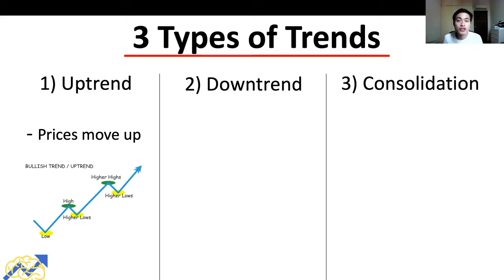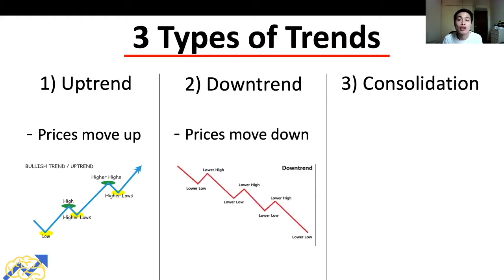That's for an uptrend. So the second trend that we'll take a look at is the downtrend. In a downtrend, prices move down over a period of time. When prices move down over time, we tend to see prices making lower highs and lower lows. So again, if we see prices moving down over a period of time and prices making lower highs and lower lows on our price charts, we say that prices are on a downtrend.